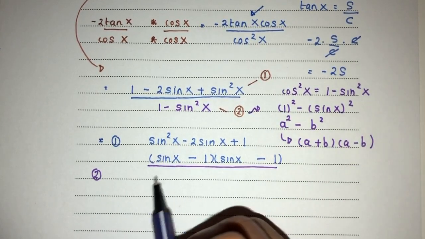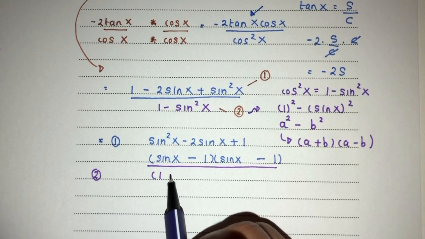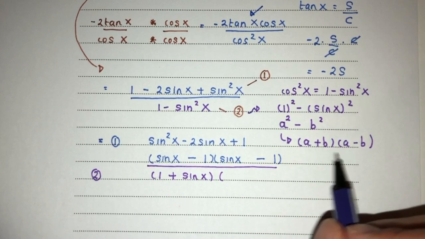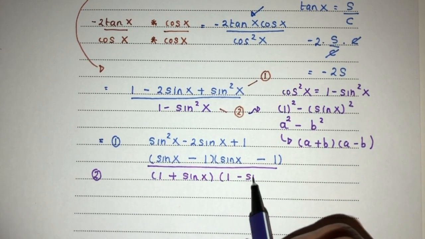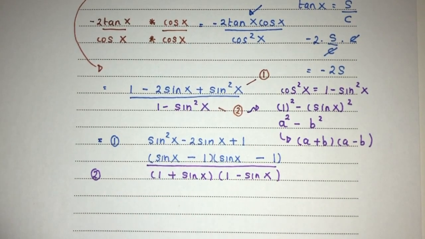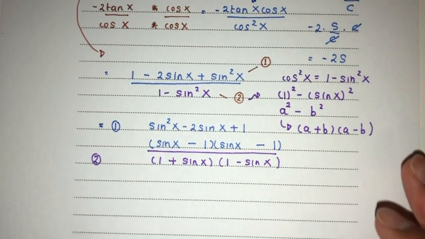Comparing, a should be just 1 plus b, and then here we have 1 minus b. Okay, this is the factorization of this term. You will have this. Now what can we do now?